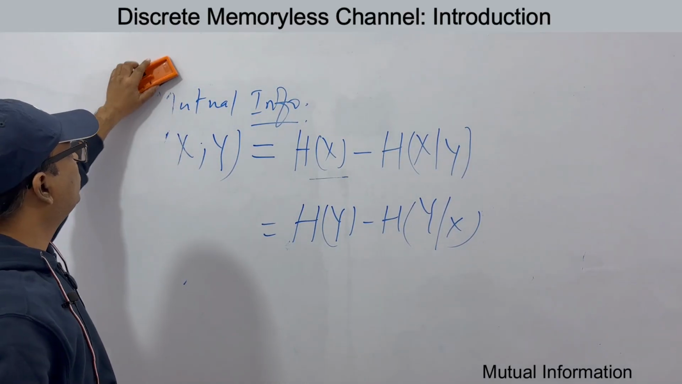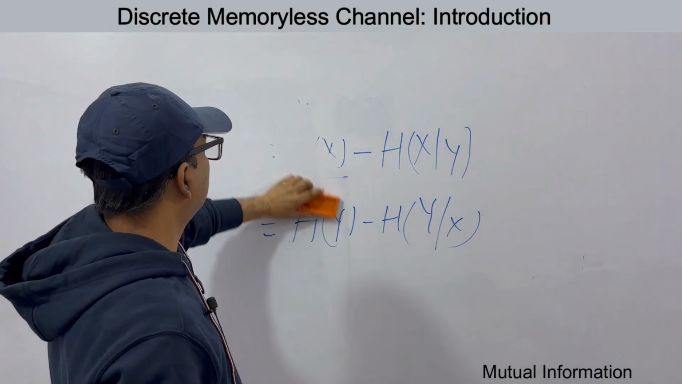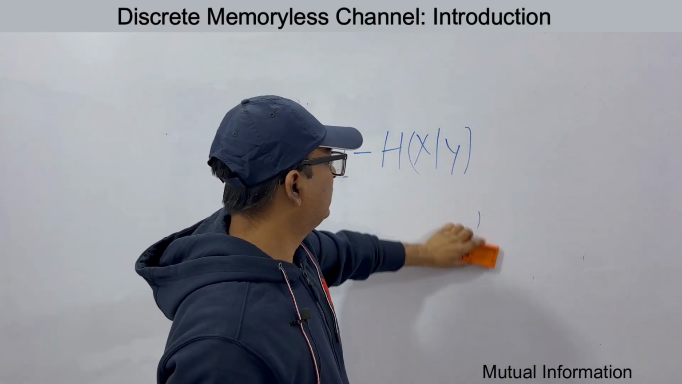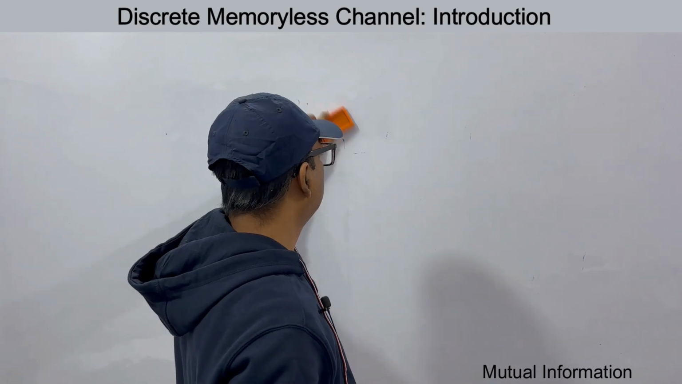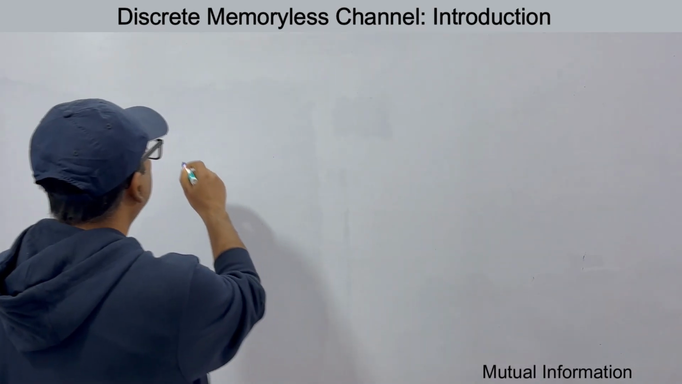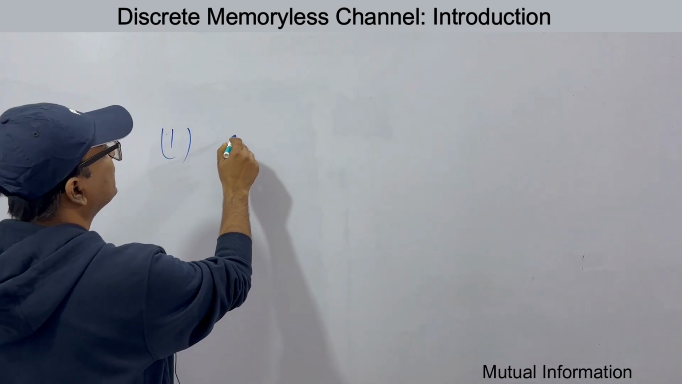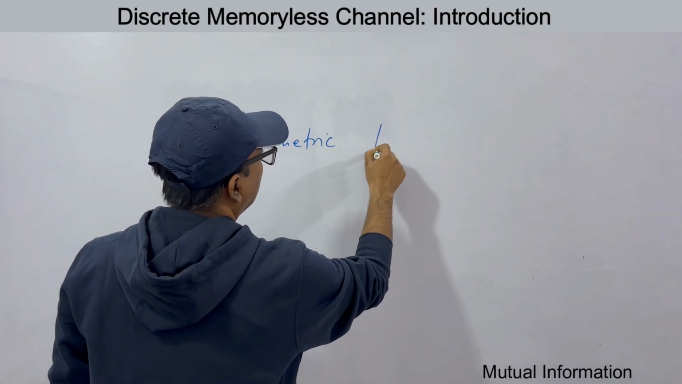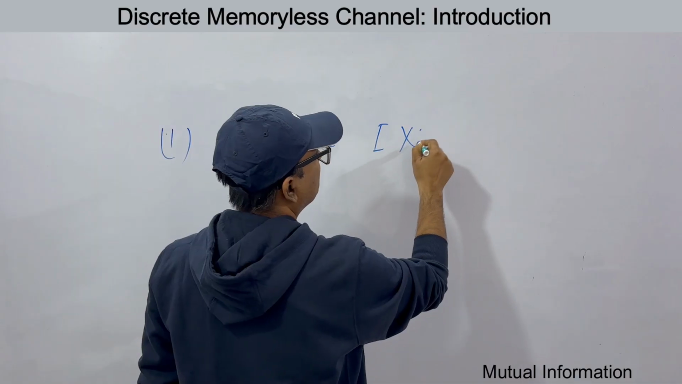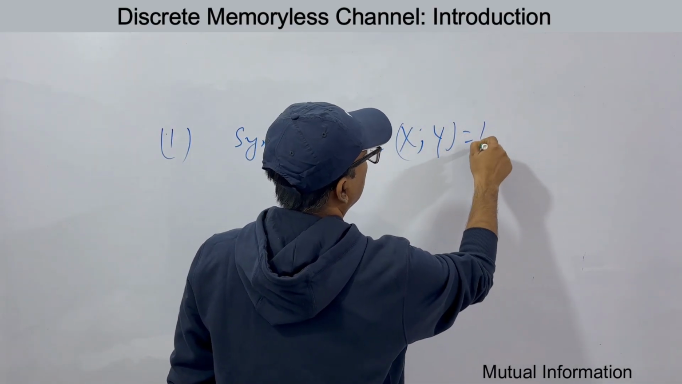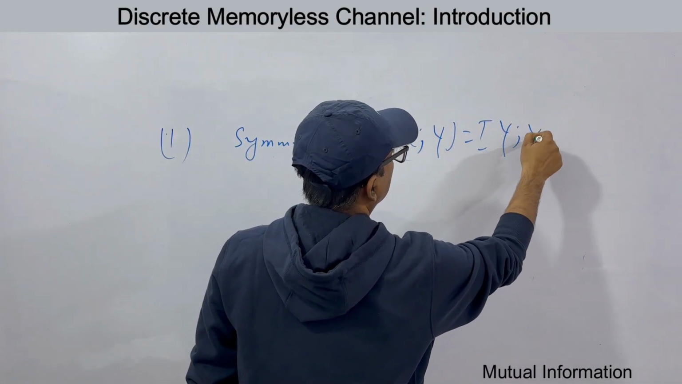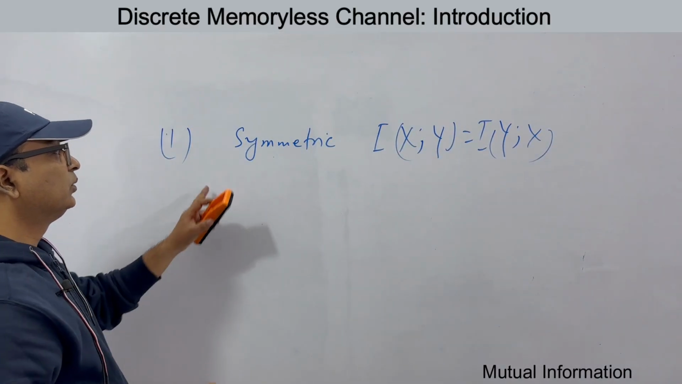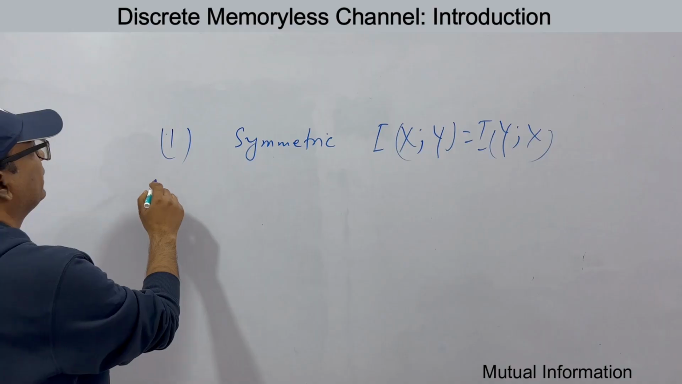Let's see the properties of mutual information. The mutual information of a channel is symmetric. This is the first property. As we just saw, I(X;Y) is equal to I(Y;X). That is, you can see it from input to output or output to input. So the first property is that it is symmetric.